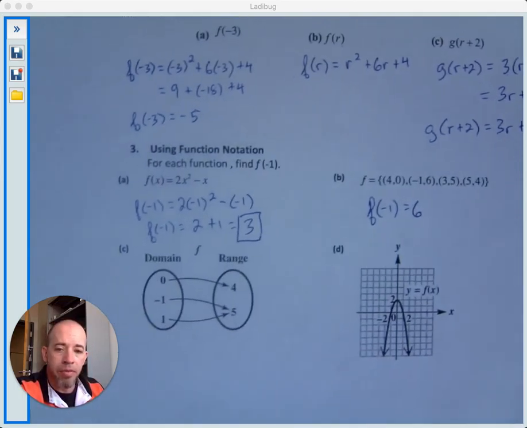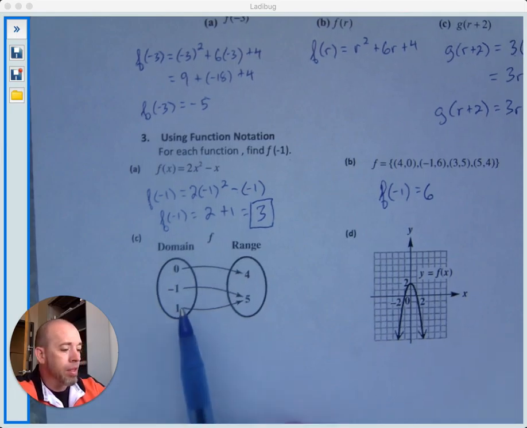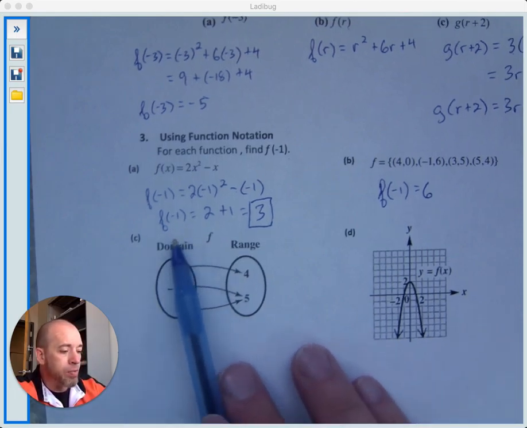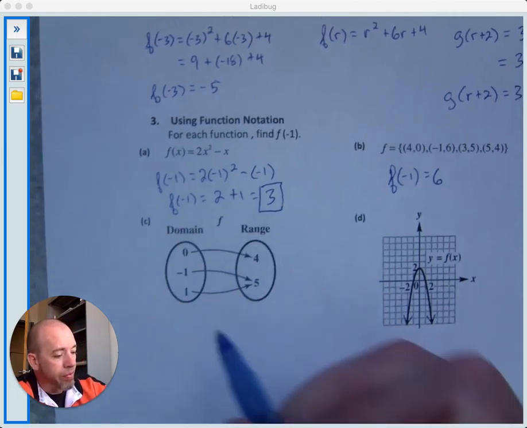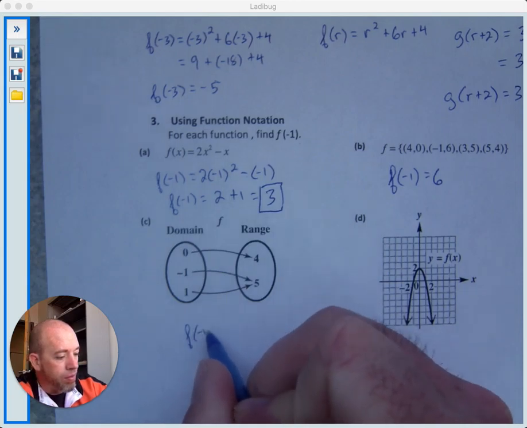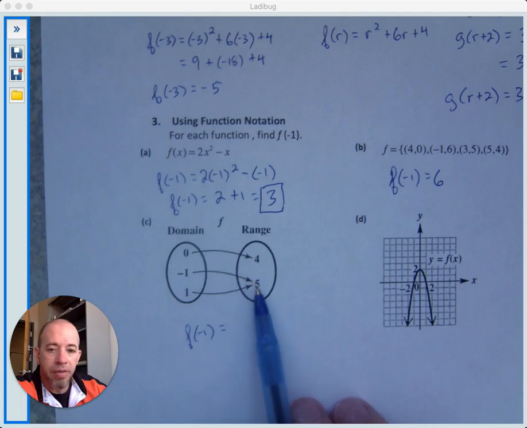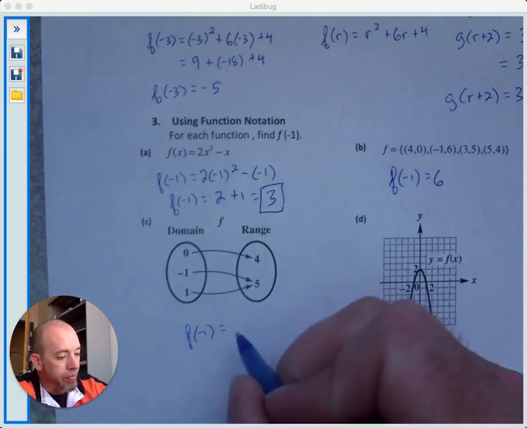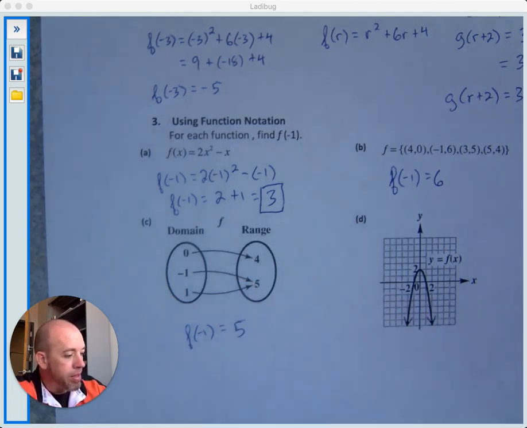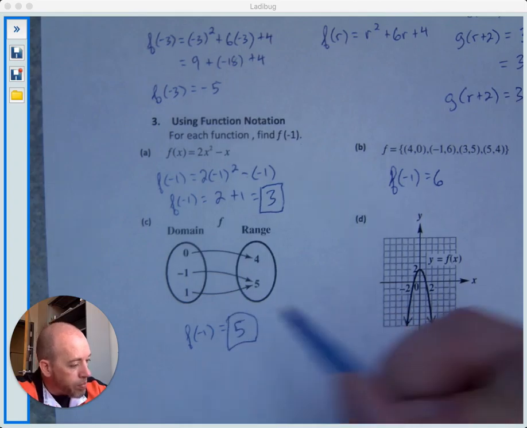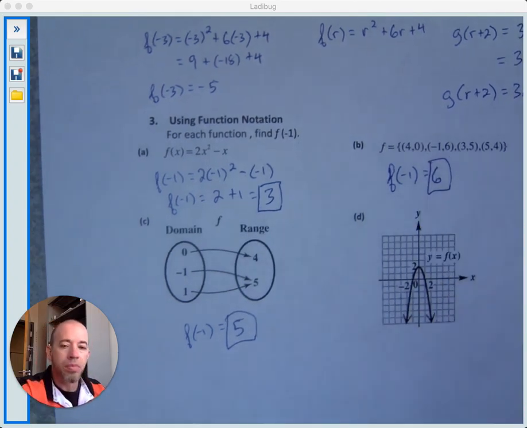All right, the next one, we have a mapping diagram. When x is negative 1, x is part of the domain, right? Y, it gets paired with 5. Y is 5. All right, so that's pretty easy. This one's 5, and I'll put a box around this one too.